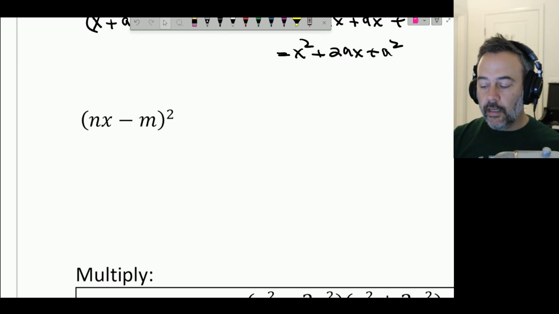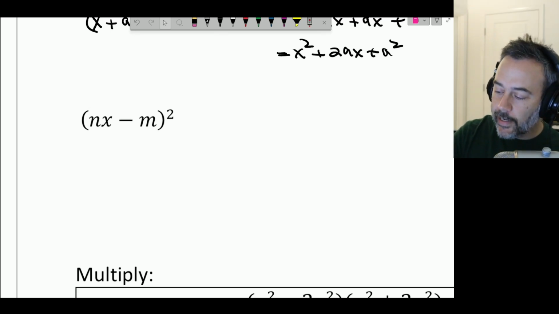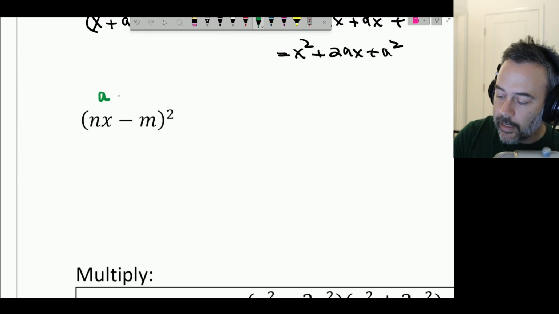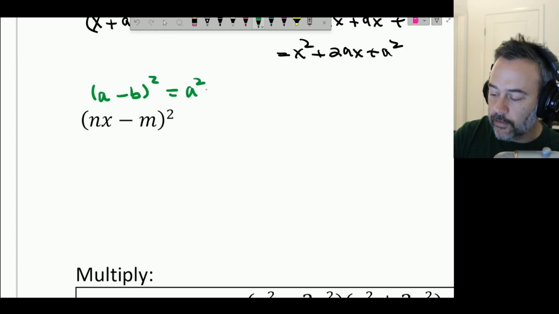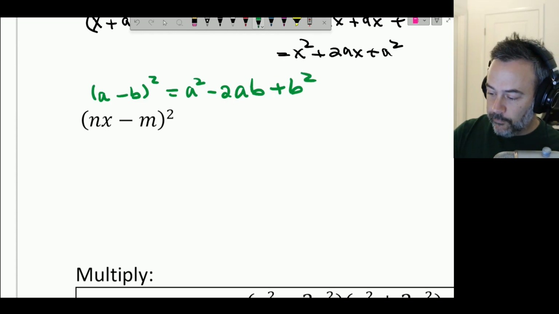Example: (nx minus m) all squared. I can see that this looks like (A minus B) squared. Well, what's that? We got to memorize it. So write it down. Practice writing it down. A squared minus 2AB plus B squared.